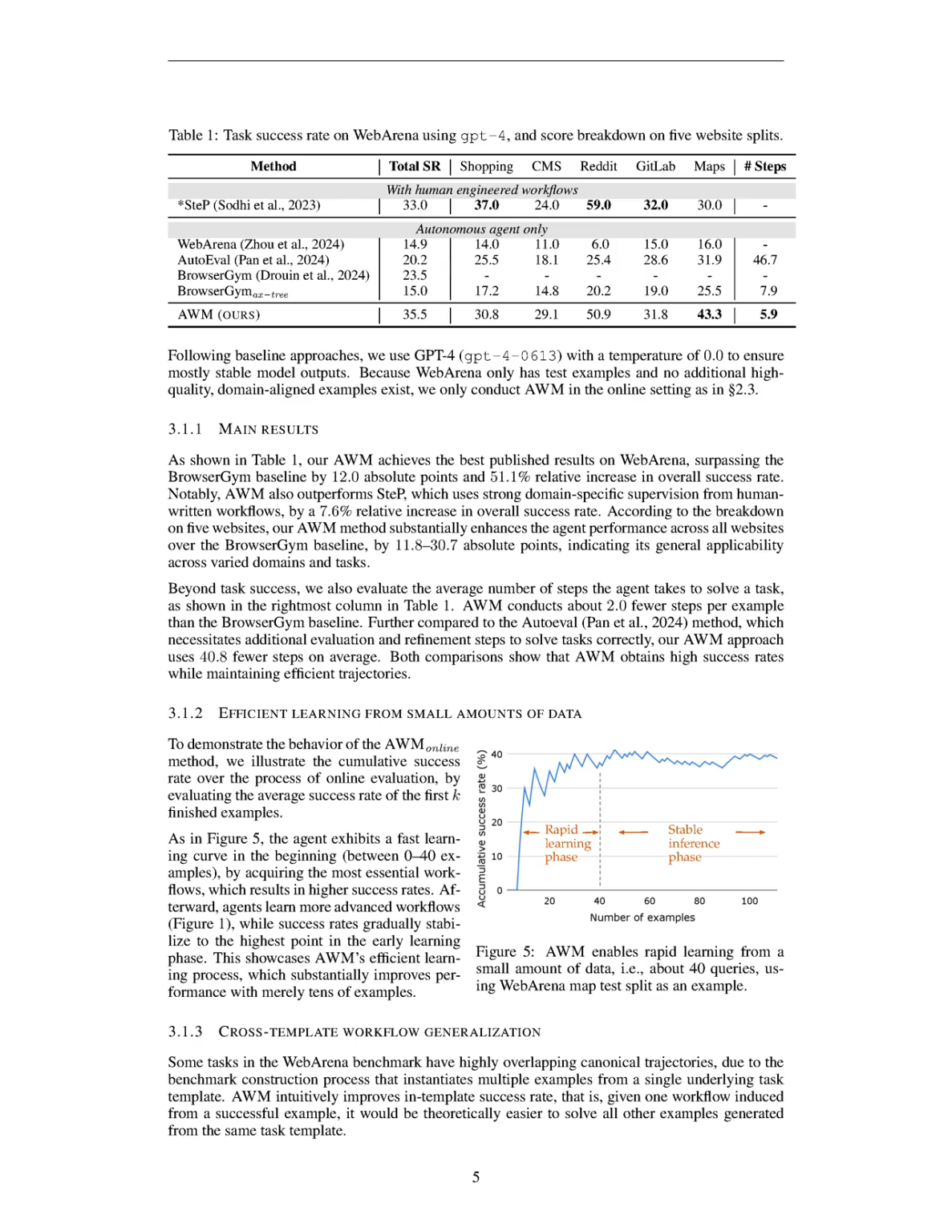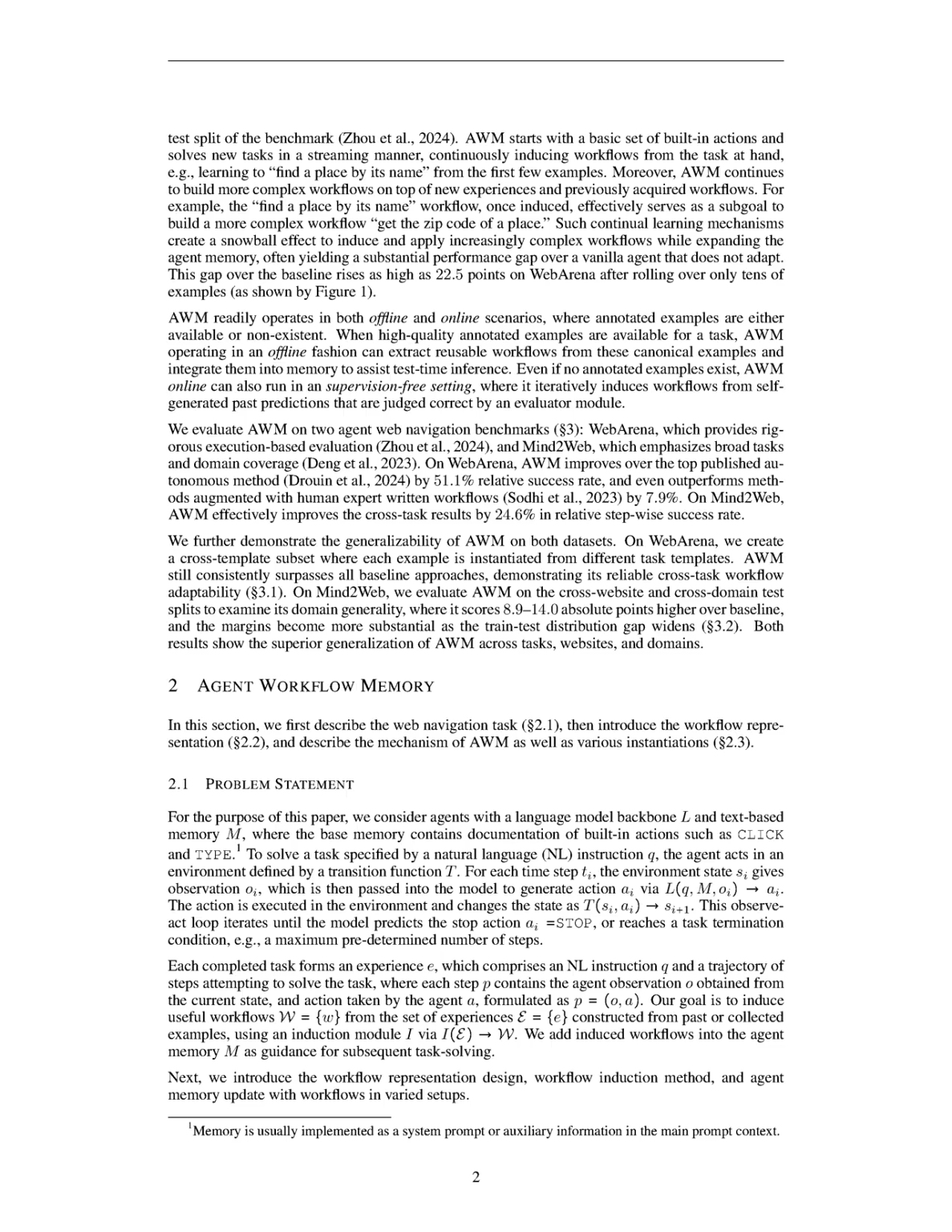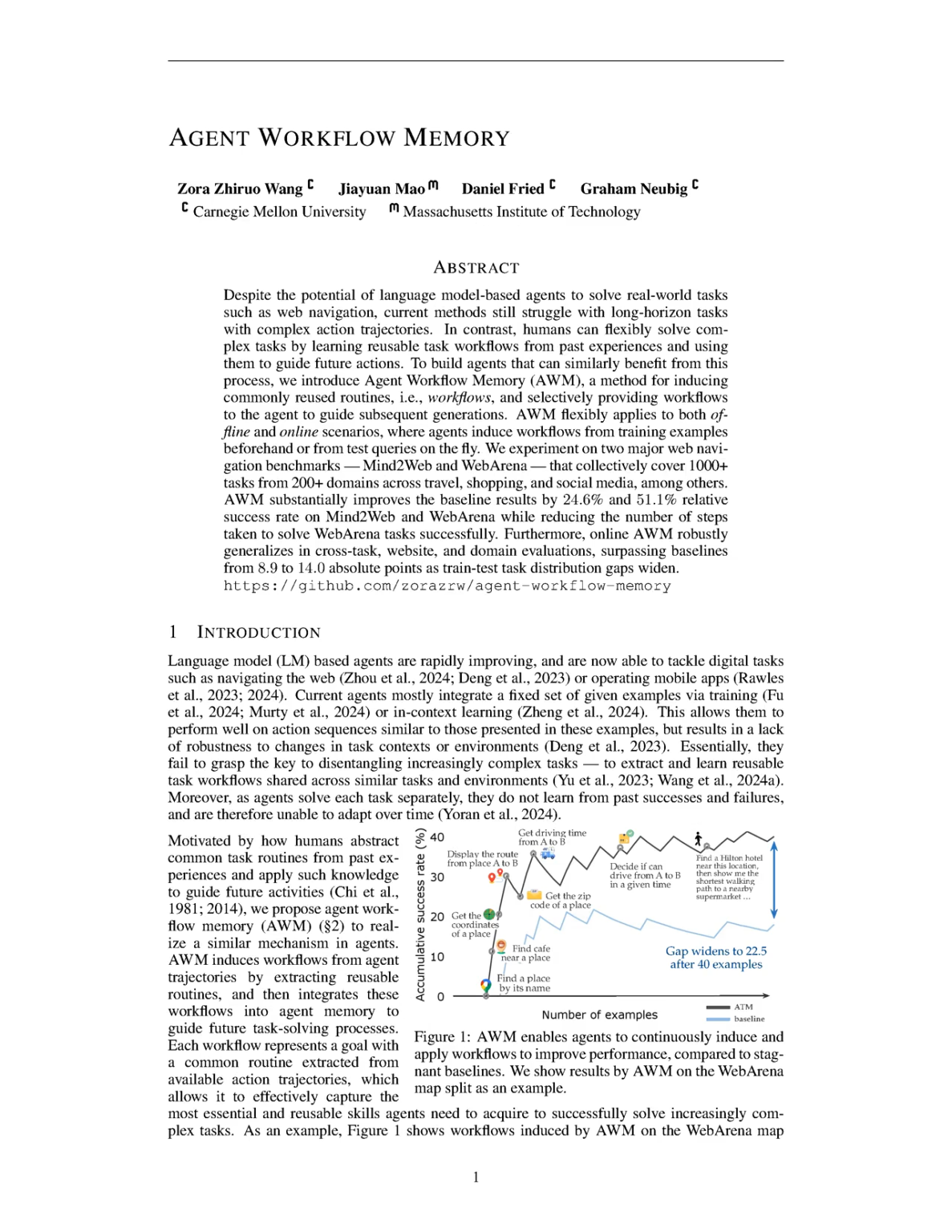In terms of efficiency, AWM reduces the average number of steps taken to solve tasks, completing tasks with about 2.0 fewer steps than the BrowserGym baseline and 48 fewer steps compared to the AutoEval method. AWM's adaptability is evident as it continuously induces and integrates workflows from both past experiences and real-time interactions, allowing it to generalize effectively across different tasks, websites, and domains, as demonstrated by its superior performance in cross-template and cross-domain scenarios. Overall, AWM's ability to learn and apply reusable workflows enhances its robustness and performance in dynamic environments.